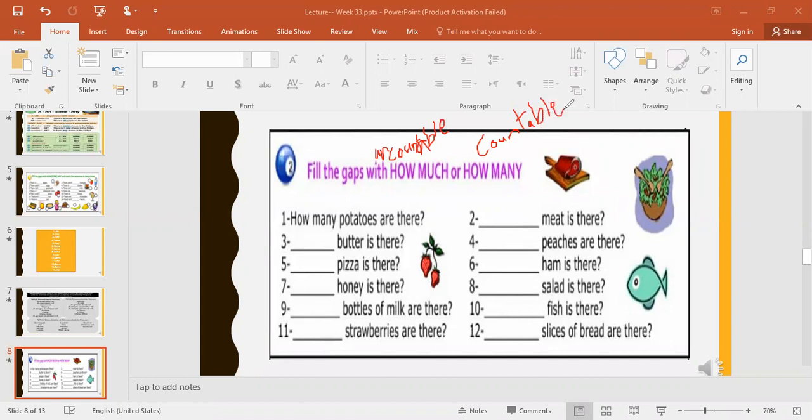Okay, this one is much better. So how much is used for uncountable and how many is used for countable? So I want you to start doing the exercise based on what you have seen, and let's see. Yeah, start.